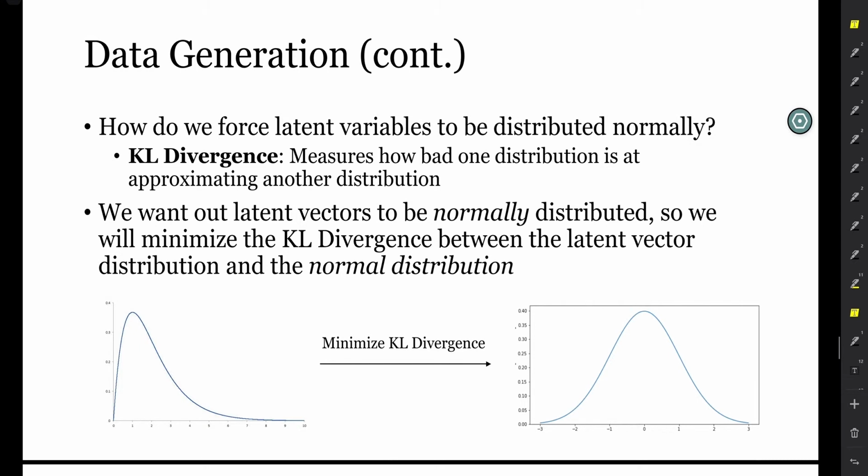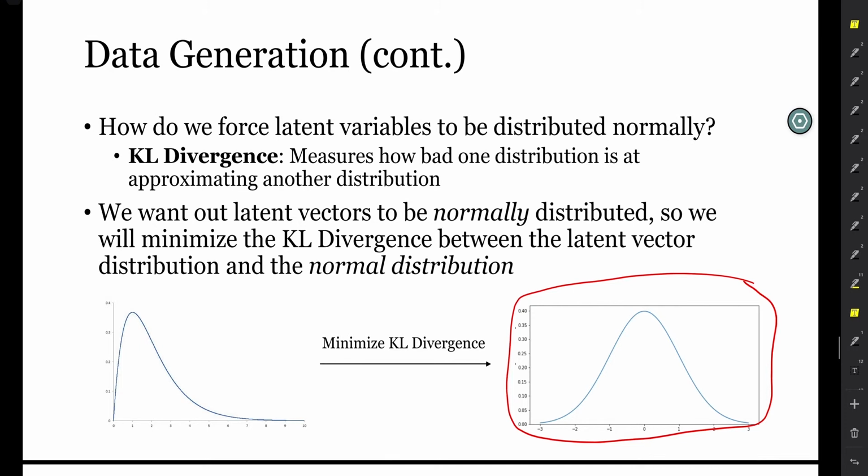The solution is to train our data with something called KL divergence. KL divergence measures how well one distribution is at describing another distribution. We want our latent variables to be normally distributed so that there's no gaps in between the clusters. To do this, we'll train our latent variables to be distributed as a normal distribution.